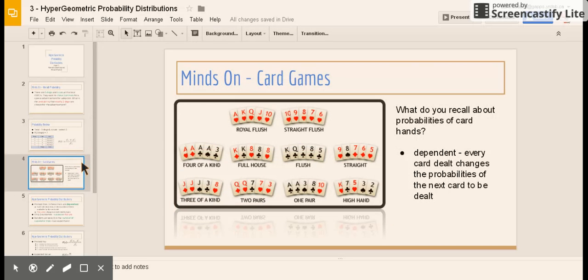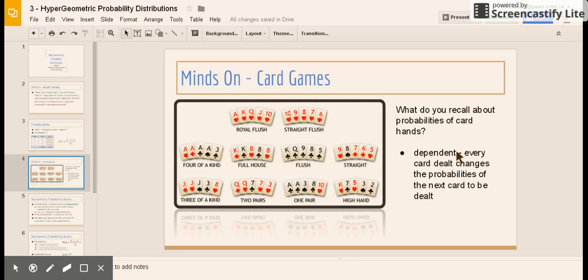The other thing I want you to think about before we continue is card games. What do you recall about the probabilities of card hands? Hopefully, what you're thinking about is that they are dependent. Every time I deal a card out of the deck, it changes the probabilities of all the other cards that are still in the deck, because there are fewer cards in the deck and fewer cards of the suit and the value that I just dealt. So my probabilities change every single time I deal a card, and that is dependent events.